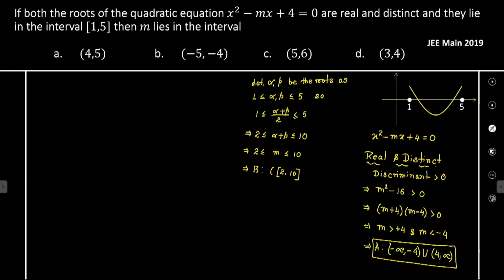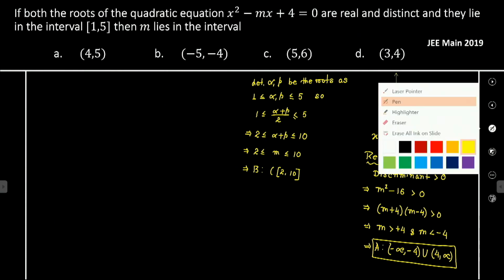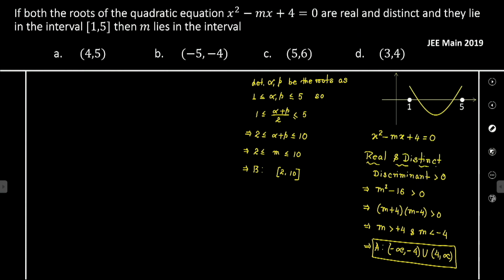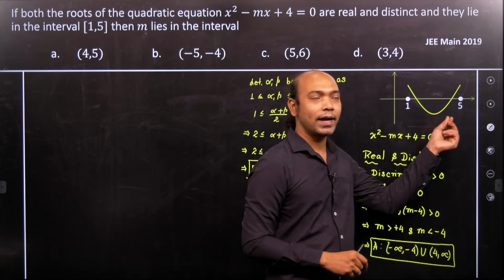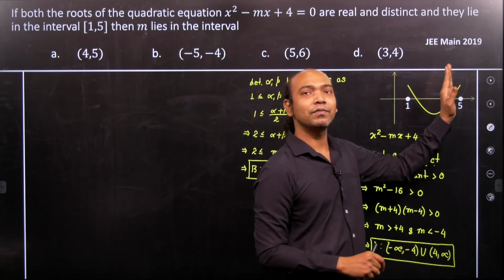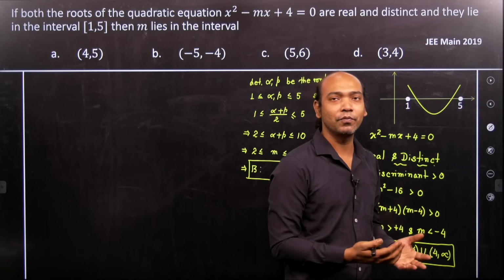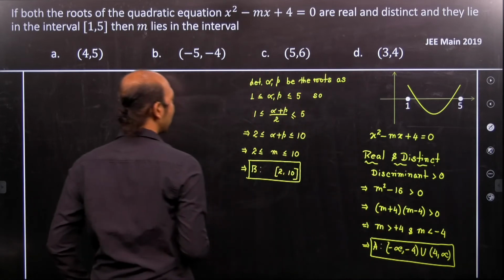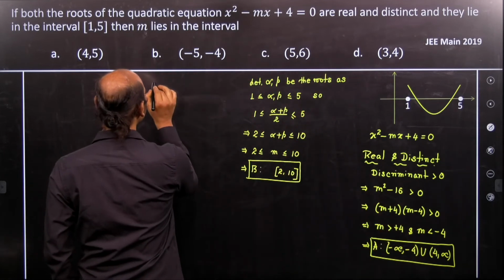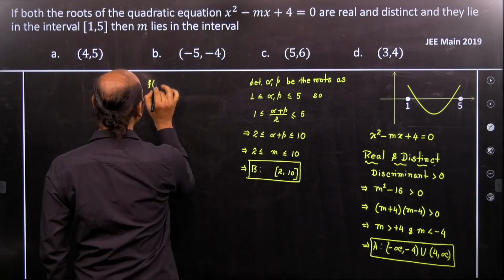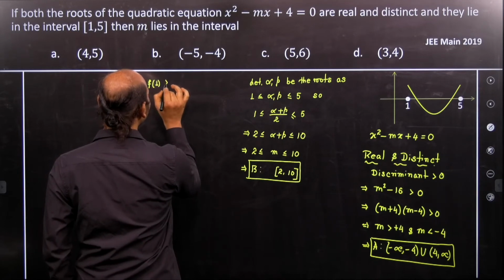So that will be the second condition. So let's go ahead and apply the third condition here. Now see, at 1 and 5, what is the function value? Function value is greater than 0. That's the third and fourth condition, right? So here we have to consider that the function f1 will be greater than 0.